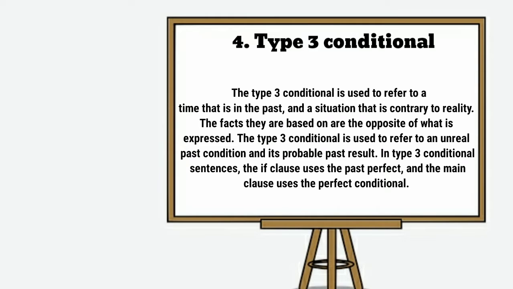Number 4. Type 3 conditional. The type 3 conditional is used to refer to a time that is in the past and a situation that is contrary to reality. The facts they are based on are the opposite of what is expected.